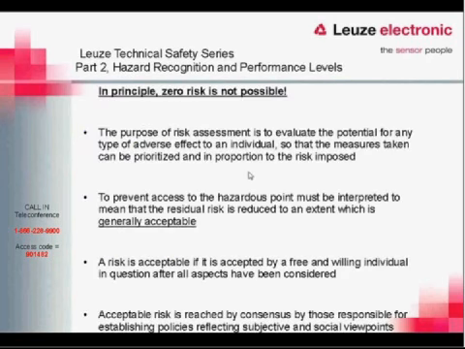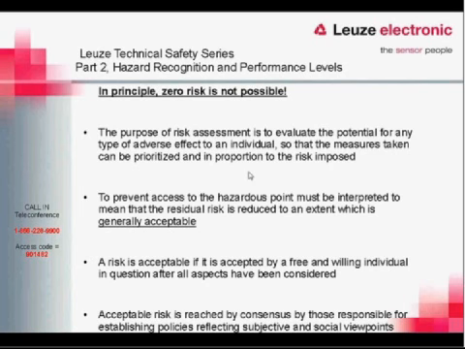So, in principle, zero risk is not possible. Regardless of what we do to a machine, the prospect of making it 100% foolproof safe really does not exist. So what we have to do is find a way to minimize that as much as possible. The purpose of a risk assessment is to evaluate the potential for any type of adverse effect to an individual so that the measures taken can be prioritized and in proportion to the risk imposed. So the greater the risk, the greater the safeguard we need to take.